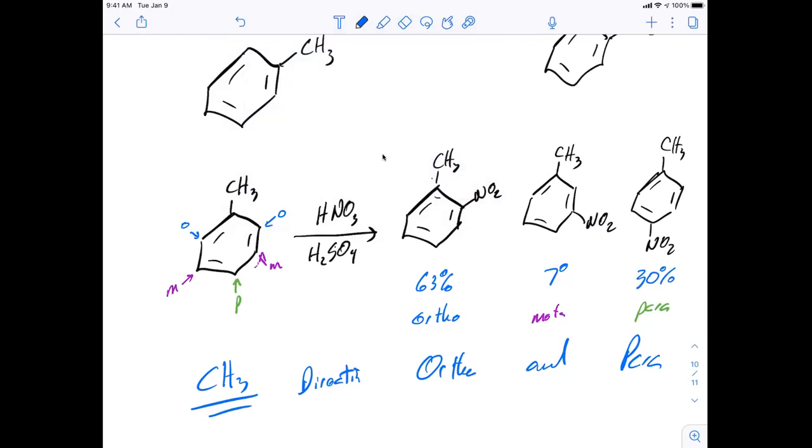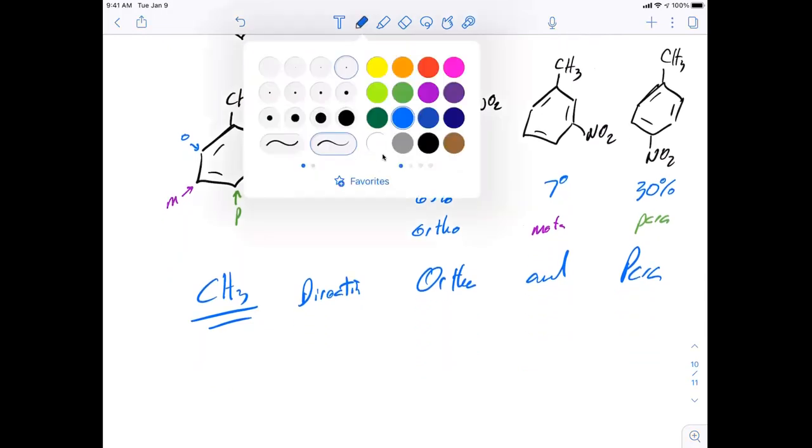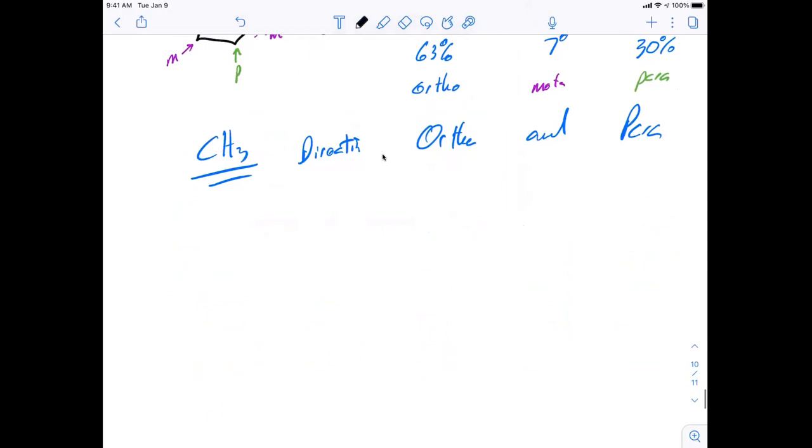So the activating and deactivating is also going to come with a directing, right? Now, to understand whether something is activating or deactivating, we need to look and see what's happening to the mechanism. To understand whether something is directing, we need to look at what the products are. And from that, we'll be able to stipulate back to the mechanism and show why that is the case, right? So the question here is, why are ortho and para favored over meta? So let's look at the mechanism.